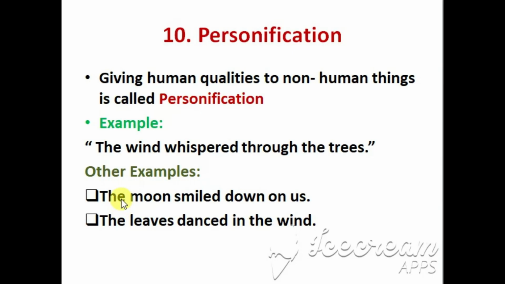And other examples are, the moon smiled down on us. So the moon is non-human, but it is being given a human understanding. So that is another example of personification. The leaves, non-human, but again the leaves are personified. We are made to understand that they are acting like human beings and dancing. So the leaves dance in the wind. So this is again another example of personification.